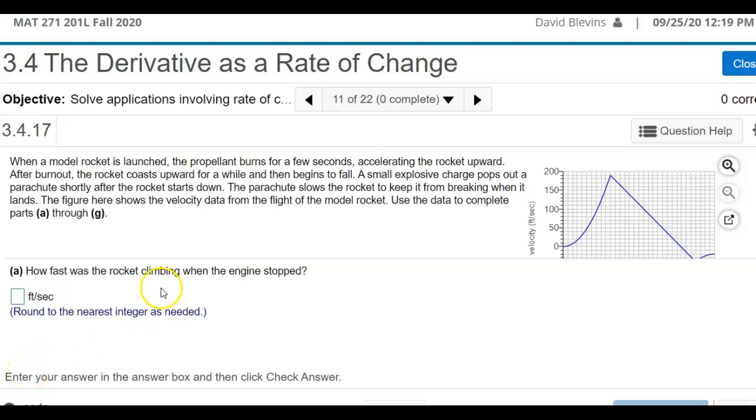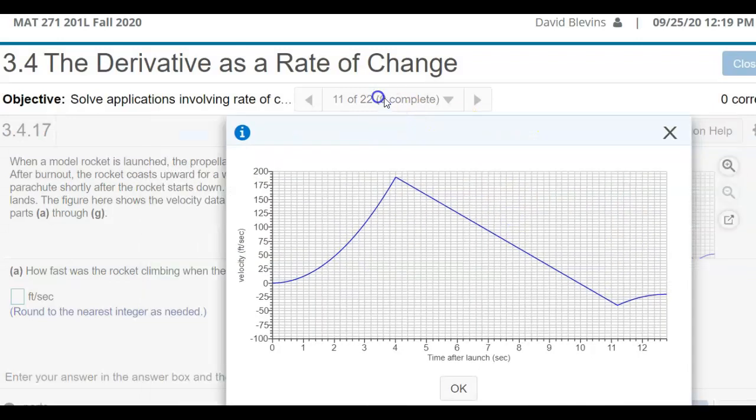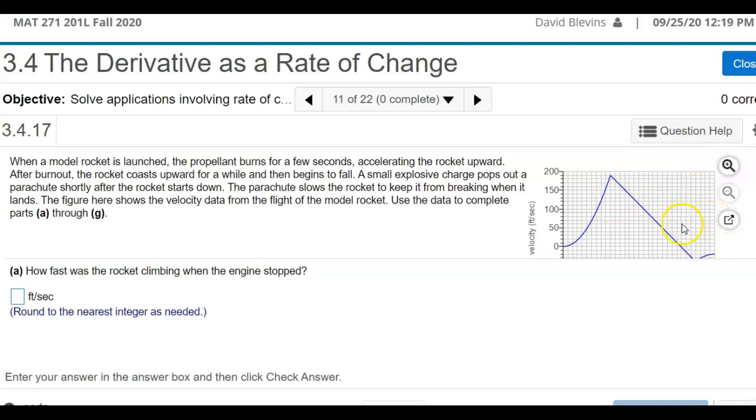Alright class, I just got a request to look at this problem 3.4.17. It's your problem number 10 in your actual homework. A lot of this is just visual, just looking at this, but it's also about understanding the relationship between position, velocity, and acceleration. I'll pop the graph up as needed when we're looking at it.